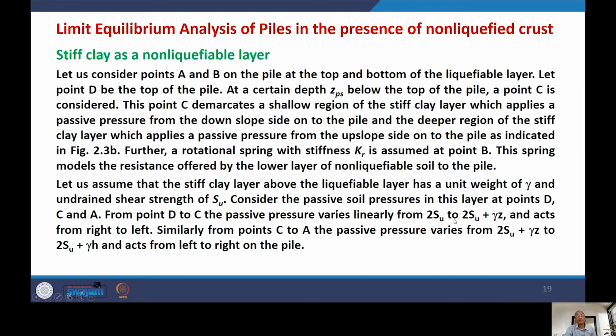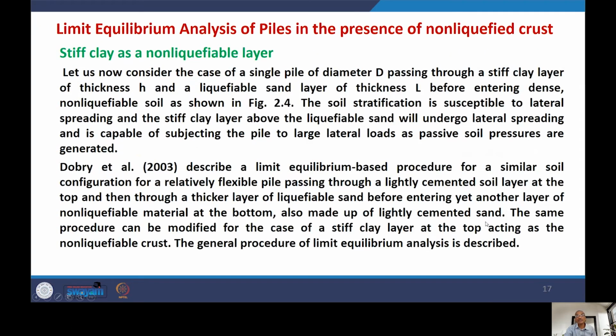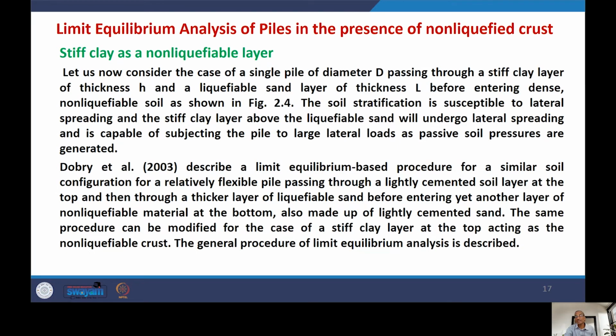Consider the case of a single pile of diameter D passing through a stiff clay layer of thickness H, and a liquefied sand layer of thickness L before entering dense non-liquefiable soil, as shown in this figure. The soil stratification is susceptible to lateral spreading, and the stiff clay layer above the liquefiable sand will undergo lateral spreading and is capable of subjecting the pile to large lateral loads as passive soil pressures are generated.